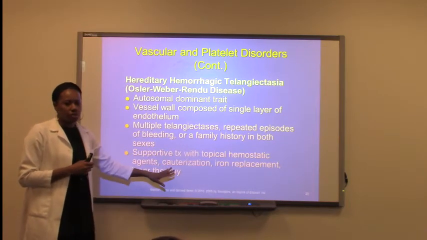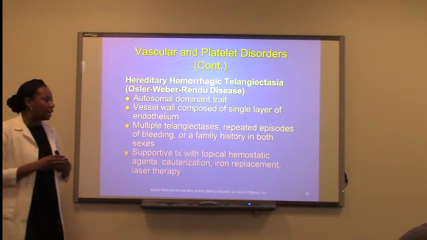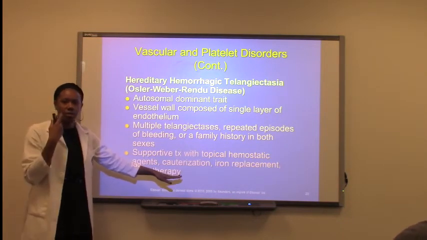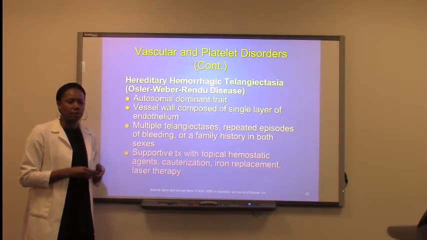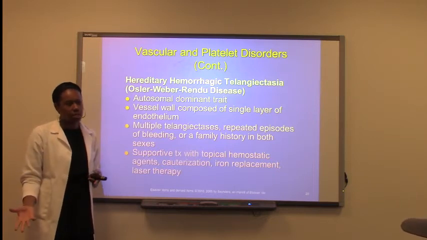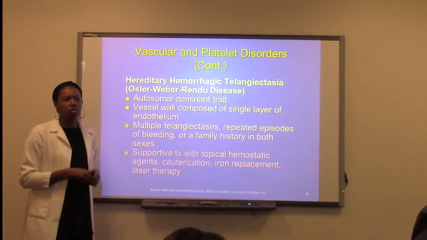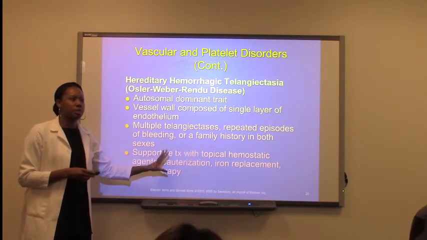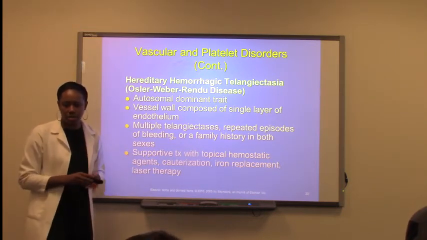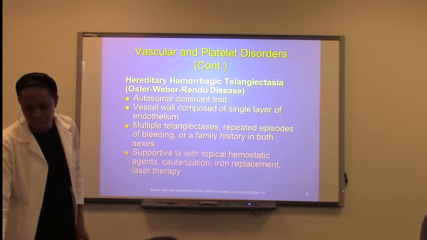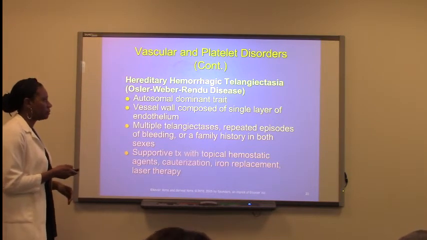Now, how do they treat this? Supportive care with anything that's going to stop the bleeding, and cauterization, definitely, that will help with the nosebleeds, if need be. And iron replacement, which will definitely help with the fact that these individuals are losing a lot of blood, so you don't want them to get into a state of anemia. Keep in mind that patients with these bleeding issues can also be at risk for anemia, depending on how much blood is being lost. And then any kind of laser therapy to the vessels.